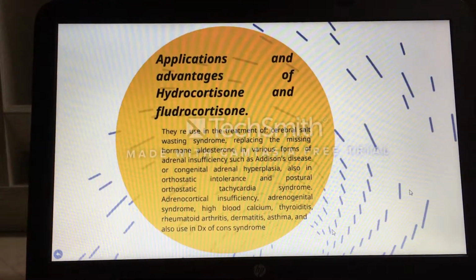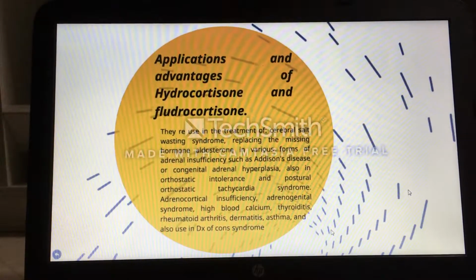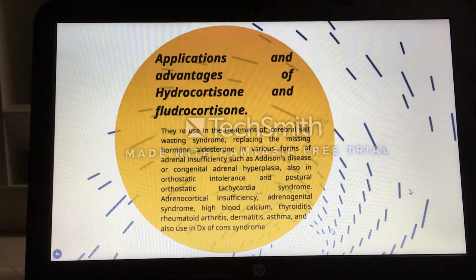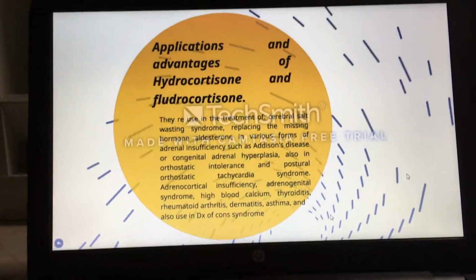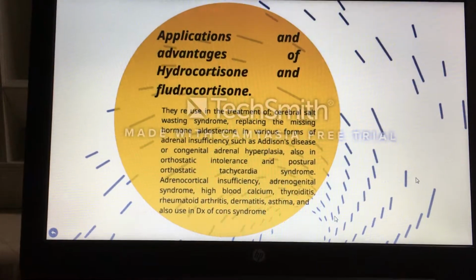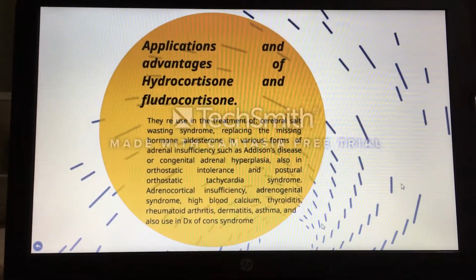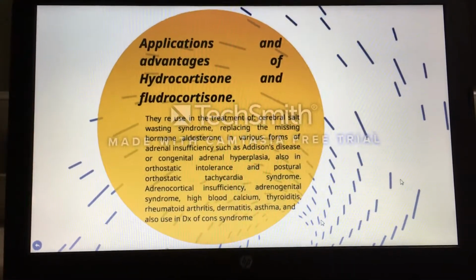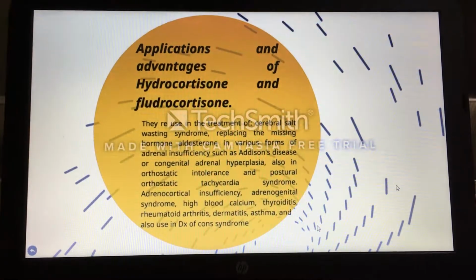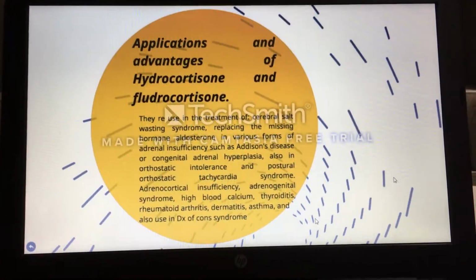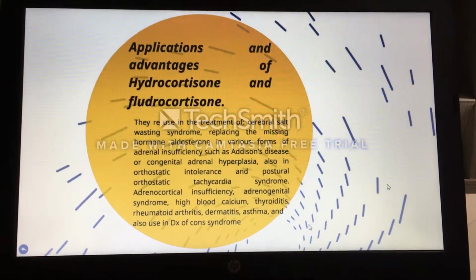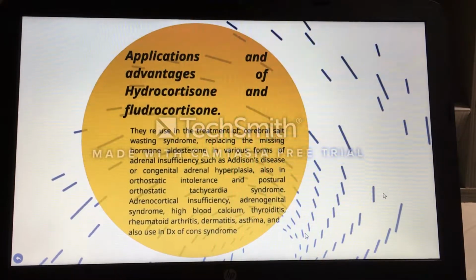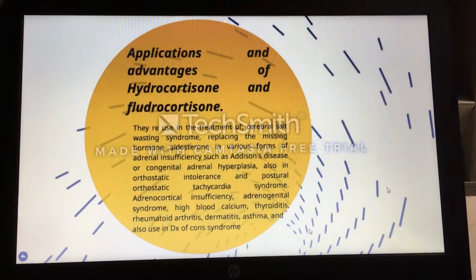What are the advantages and applications of hydrocortisone and fludrocortisone? They are used in the treatment of cerebral salt wasting syndrome, replacing the missing hormone aldosterone in various forms of adrenal insufficiency, such as Addison's disease or congenital adrenal hyperplasia. Also in orthostatic intolerance and postural orthostatic tachycardia syndrome, adrenocortical insufficiency, adrenogenital syndrome, high blood calcium, thyroiditis, rheumatoid arthritis, dermatitis, asthma, and also in the diagnosis of Conn's syndrome.